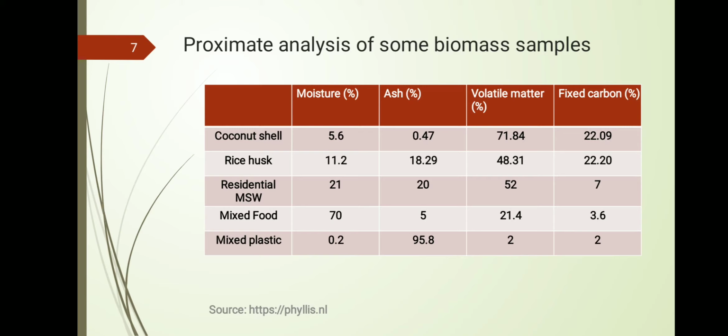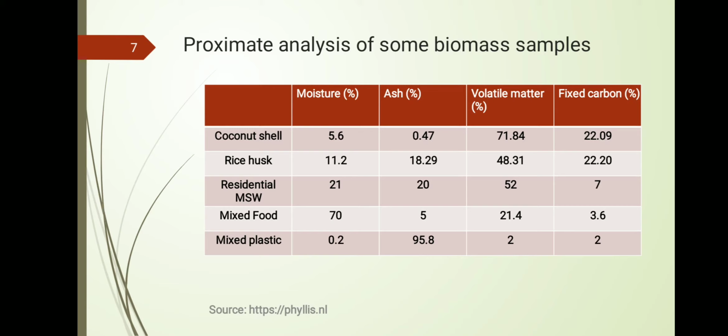And food waste, mixed food waste coming from restaurants and other large cafeterias, is very high in moisture content. You can see the mixed food waste has a moisture of 70%. Ash is 5, volatile matter 21.4, fixed carbon 3.6. So this type of biomass where moisture is very high, we cannot use it for gasification, incineration, etc. The only possible route is anaerobic digestion, that is biogas production. So that is the important criterion we have to understand.